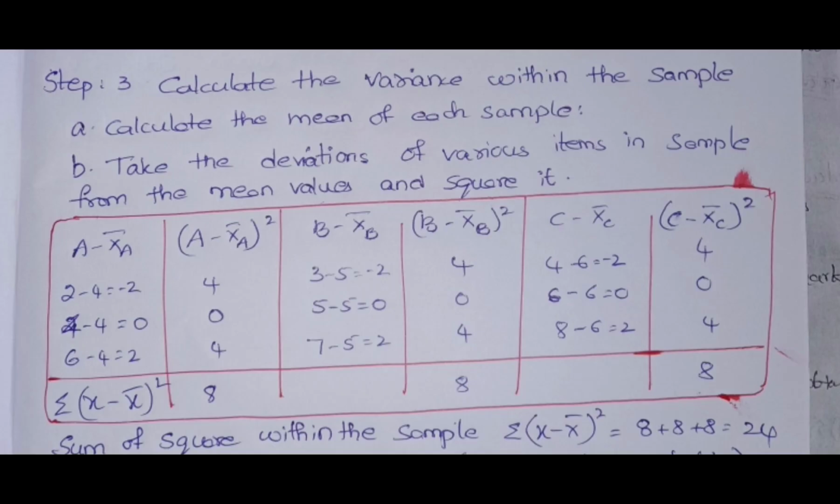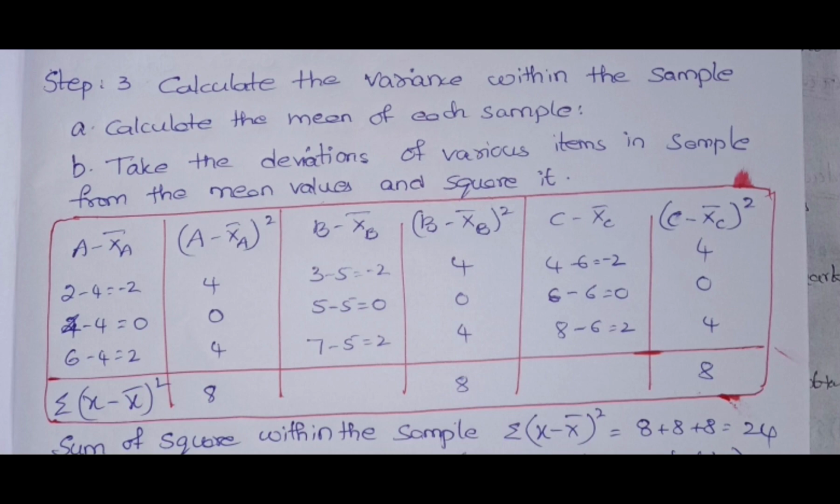Next, in step 3, we should calculate the variance within the samples. In step 2, we calculated the variance between the samples. Step 3 also follows the same steps which we did in step 2. First step is to calculate the mean of each sample, in which we will get the same values which we got in step 2. And in the next step, we should find the difference of each sample from the mean values and we should square the value we got.